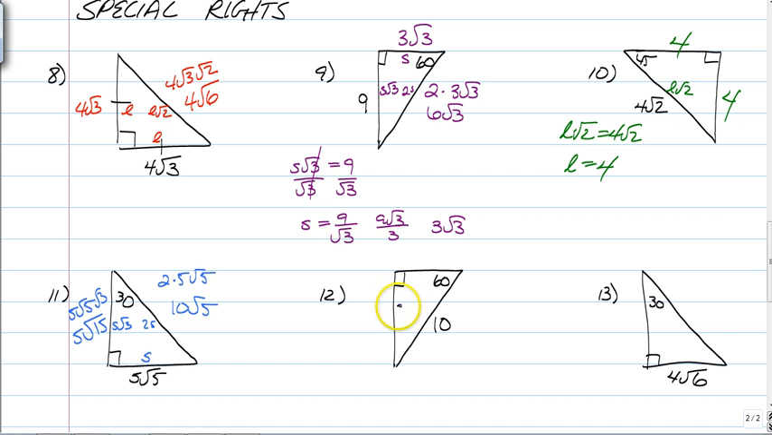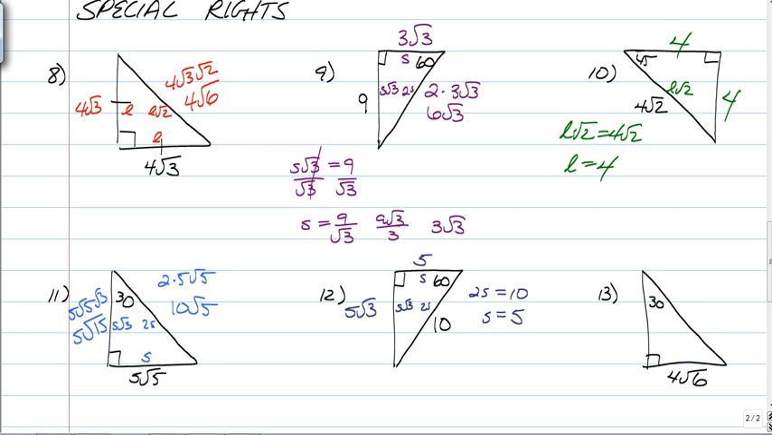Next example, this is our s root 3, s and 2s. So over here, 2s is equal to 10, which means s is equal to 5. So this side is 5, and this is 5 root 3.